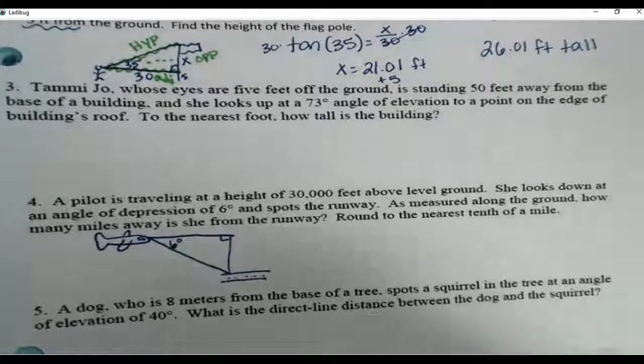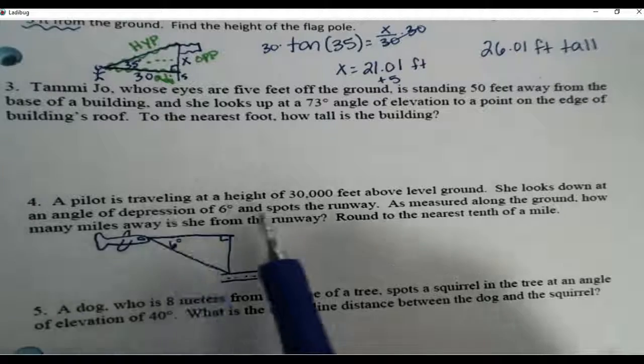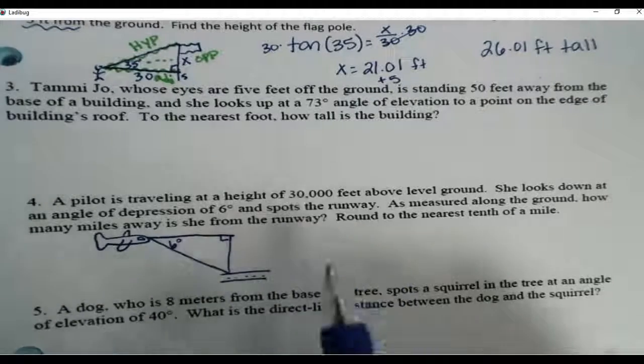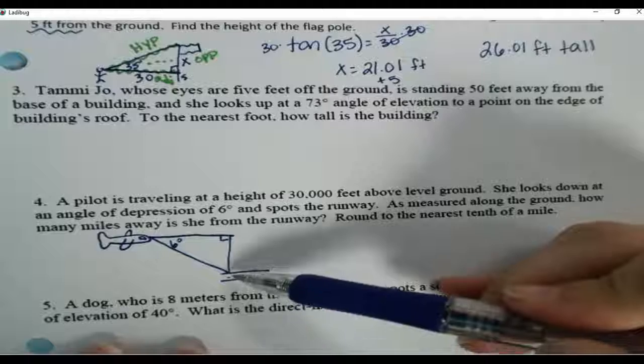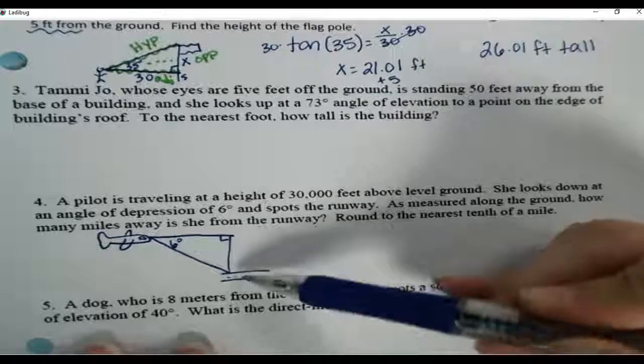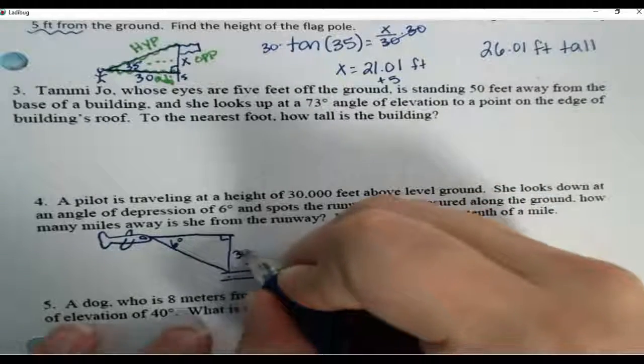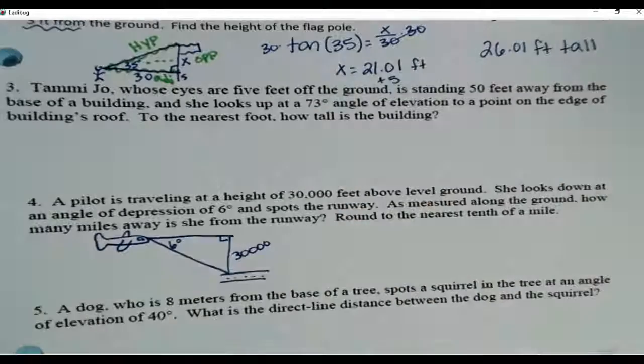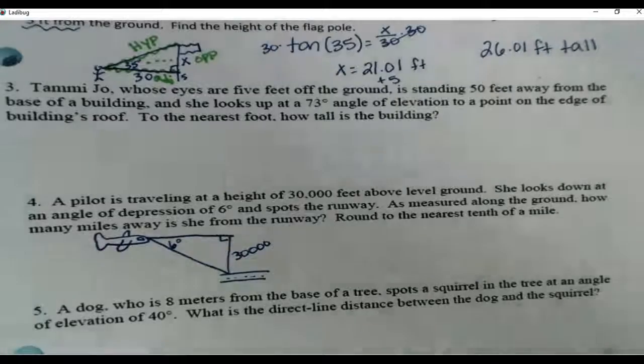Alright. So it tells me that she's traveling at a height of 30,000 feet above the ground. So if this is the ground, she's above the ground 30,000 feet. So that is our vertical distance here. Because that's how high she is off the ground.